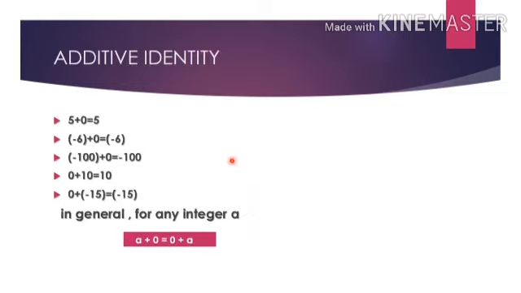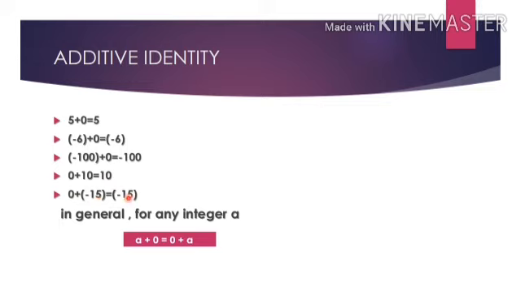And the next case is additive identity. It's a simple topic. If we add 0 with any type of number, we get that same number. Okay, first case, 5 plus 0. What is the result? 5 plus 0 is 5. Then the next, minus 6 plus 0, minus 6. Minus 100 plus 0, minus 100. 0 plus 10, 10. 0 plus minus 15, minus 15.